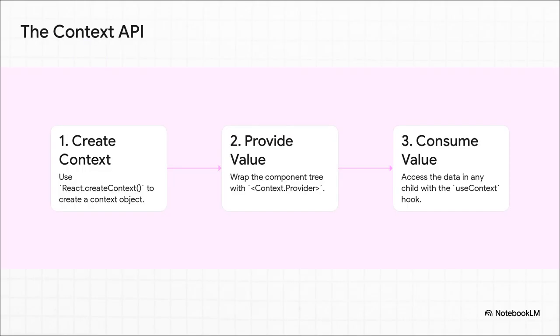The solution here is the really elegant Context API, and it's basically a simple 3-step dance. First, you create a context. Second, you wrap your component tree in a provider and give it a value. And third, any component inside that tree can now access that value directly with the useContext hook. Just like that, no more prop drilling.